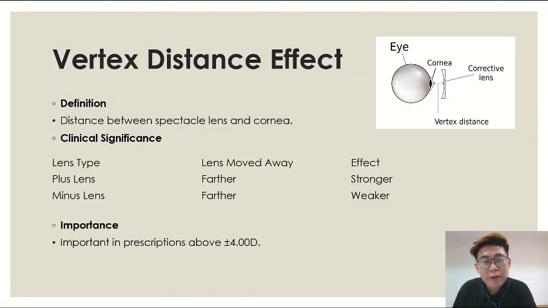Vertex distance effect is also very important. Vertex distance is the distance between the spectacle lens and the cornea, the gap between the lens and our cornea. Moving a plus lens farther away from the eye increases the effective power, while moving a minus myopia power lens farther away decreases the effective power. This effect is especially important in prescriptions above plus or minus 4 diopters. When the power is minus 4 or plus 4 and above, this effect becomes more significant.